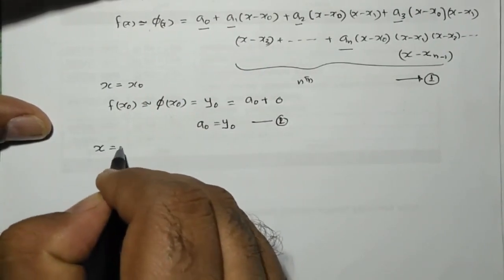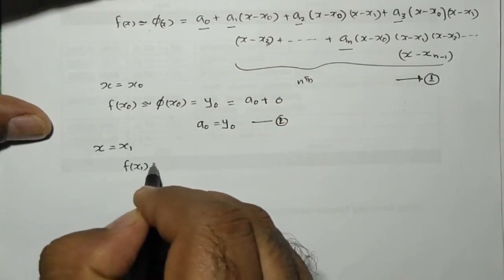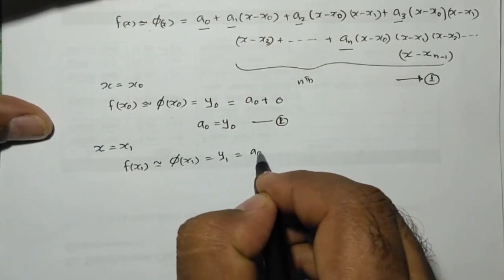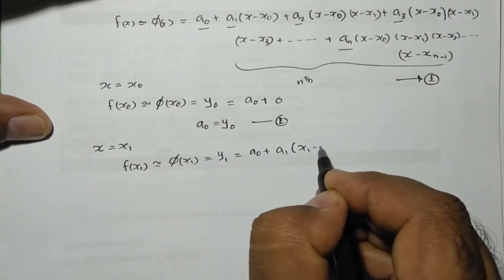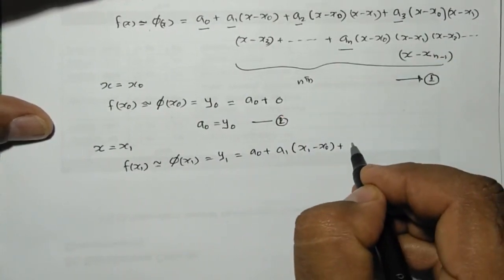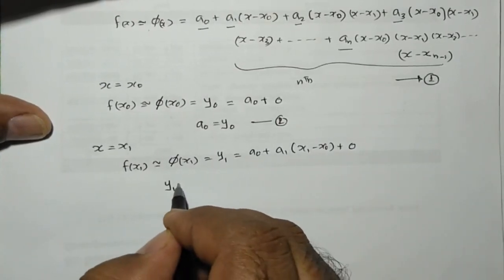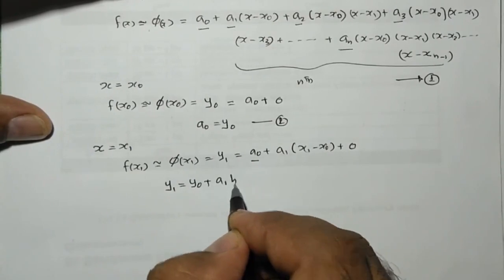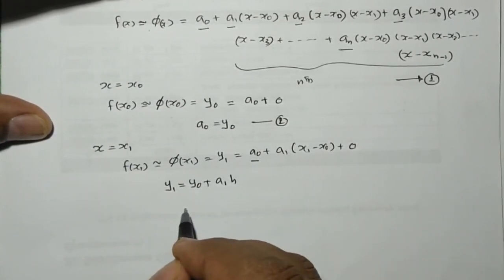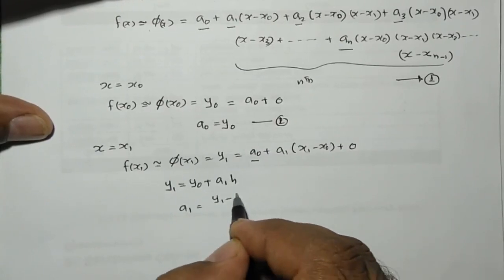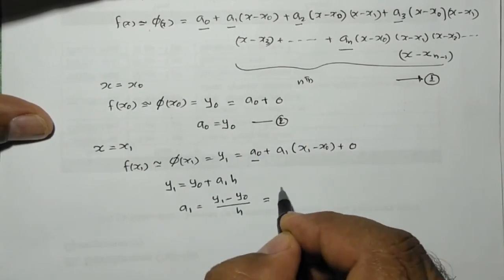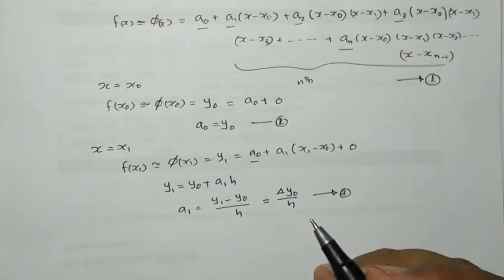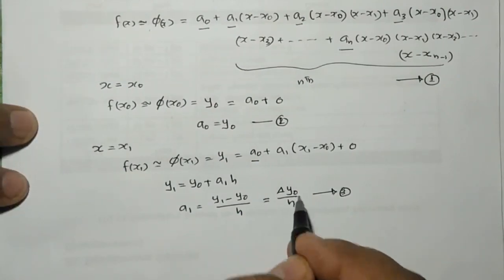Now put x as x1. Then we will get f of x1, which is almost equal to phi of x1, equal to y1 equal to a0 plus a1 into x1 minus x0, plus the rest of the terms become 0. Or this is y1 equal to a0, which is y0, plus a1 into x1 minus x0, which is h. From this we can calculate a1 as y1 minus y0 by h. This is delta y0 by h, equation 2, because y1 minus y0 is the first forward difference of the leading term y0.